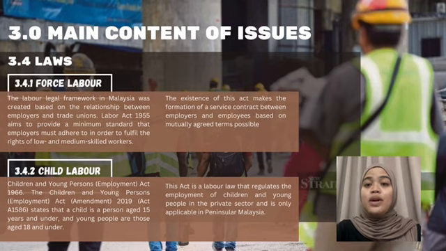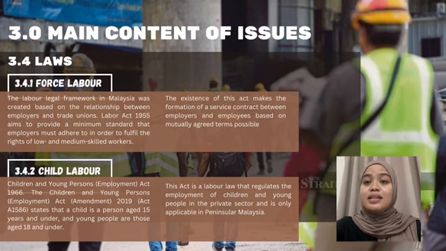Next, Malaysia also has laws related to children, namely the Children and Young Person Employment Act 1966. The Children and Young Person Employment Act Amendment 2019 states that a child is a person aged 15 years and under, and young people are those aged 18 and under. This act is a labor law that regulates the employment of children and young people in the private sector and is only applicable in Peninsular Malaysia.